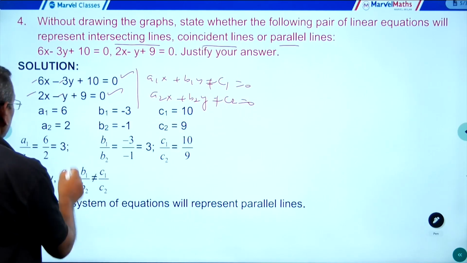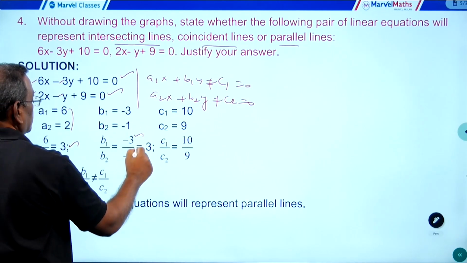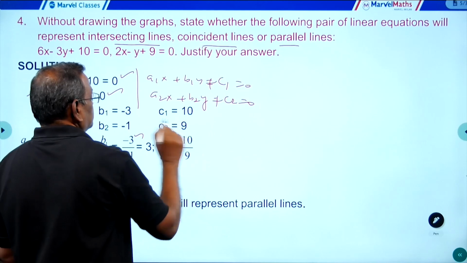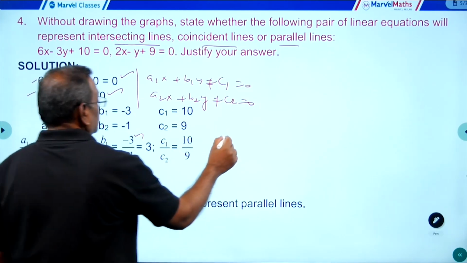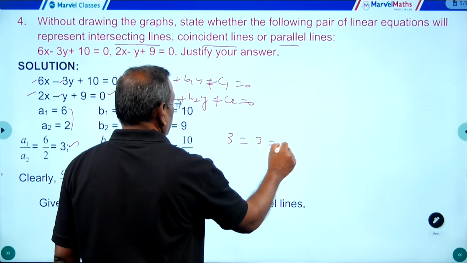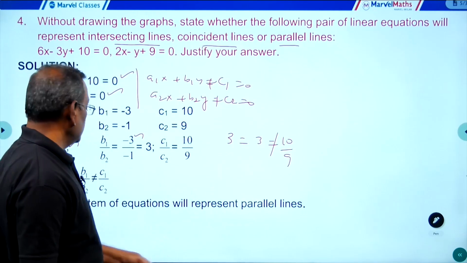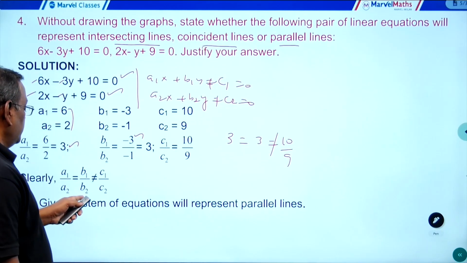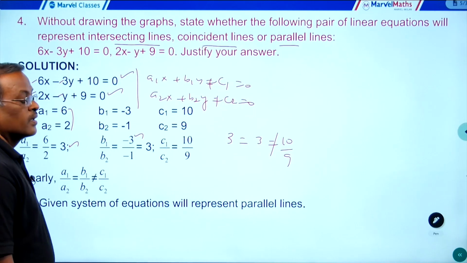Value of a1 by a2, 6 by 2 equal to 3, b1 by b2, minus 3 by minus 1 equal to 3, and c1 by c2, 10 by 9. Now compare all the ratios. So this is 3 equal to 3, not equal to 10 by 9. So what is the conclusion here? a1 by a2 equal to b1 by b2 not equal to c1 by c2. This is the condition for what?